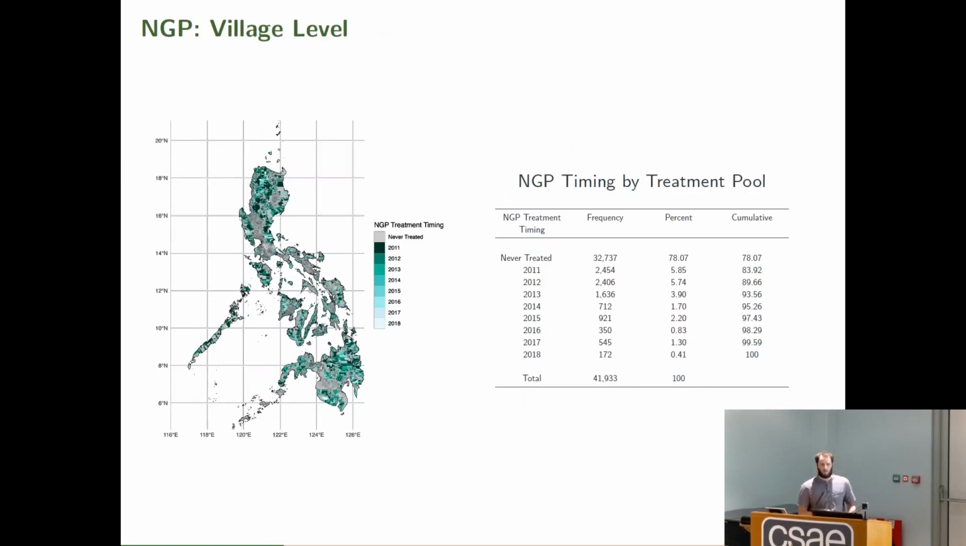Then we also want to work at the village level, where we have more spatial and temporal variation in when villages are treated. Here, around 78% of villages will never receive this program, and 6% receive it within 2011 and 2012. And again, we'll follow when municipalities or villages receive this program.